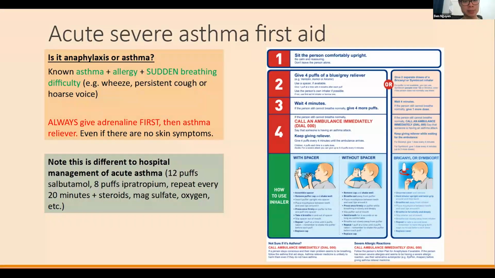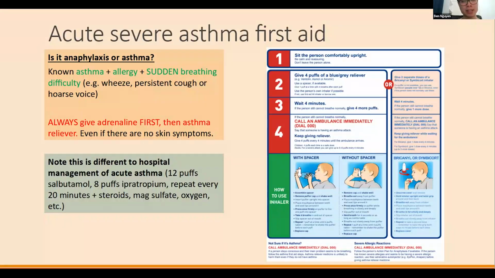Is it anaphylaxis or asthma? So this is just basically a fancy way of saying if someone has a history of asthma and they come in with shortness of breath, wheezing, that sort of thing, and you're unsure whether it's anaphylaxis or asthma, just treat it like anaphylaxis anyway. You're not going to get called out or get in trouble if you give them adrenaline and it happens to be asthma. So it's better to be safe than sorry in these cases.